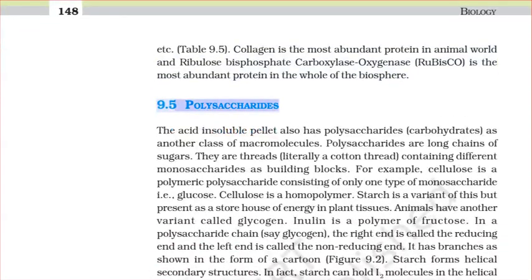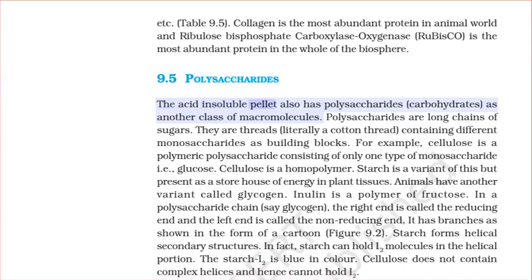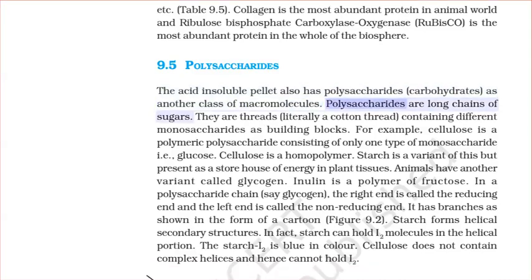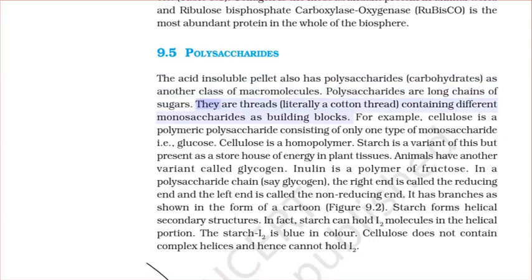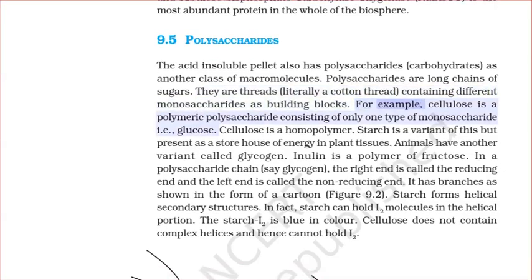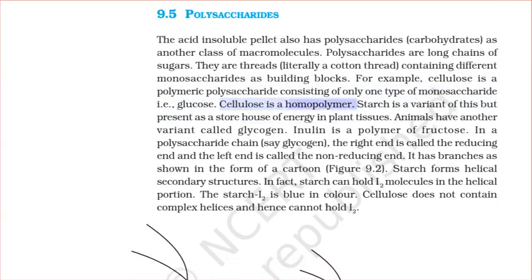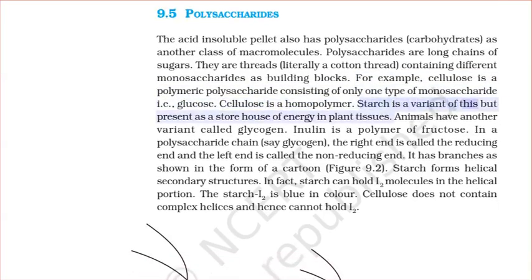9.5 Polysaccharides. The acid-insoluble pellet also has polysaccharides, carbohydrates, as another class of macromolecules. Polysaccharides are long chains of sugars. They are threads, literally a cotton thread, containing different monosaccharides as building blocks. For example, cellulose is a polymeric polysaccharide consisting of only one type of monosaccharide, i.e., glucose. Cellulose is a homopolymer. Starch is a variant of this, but present as a storehouse of energy in plant tissues.